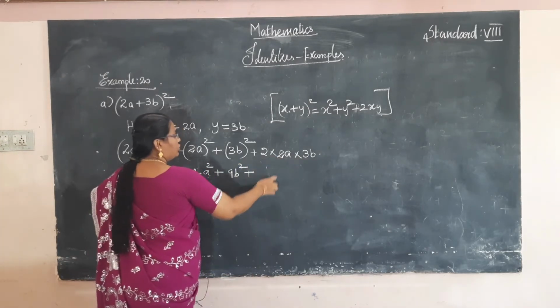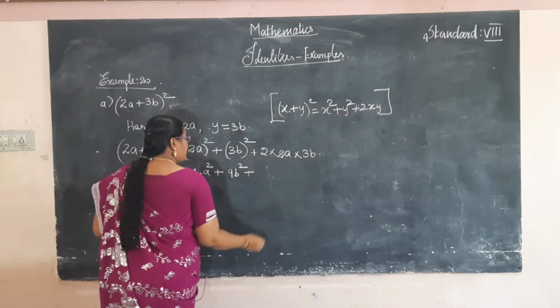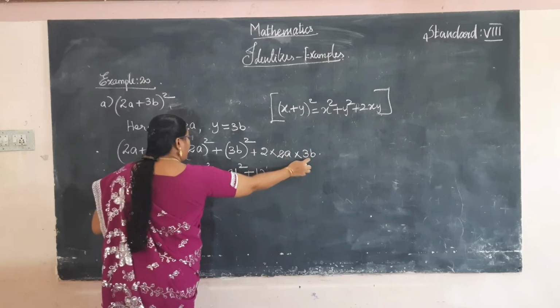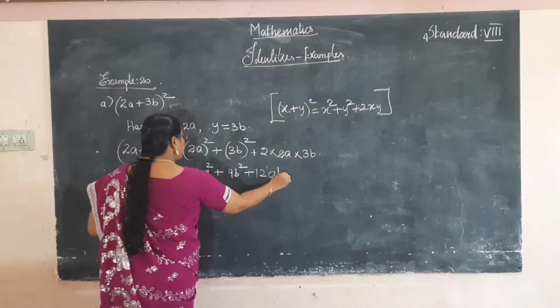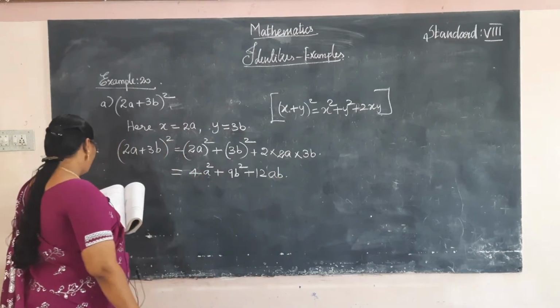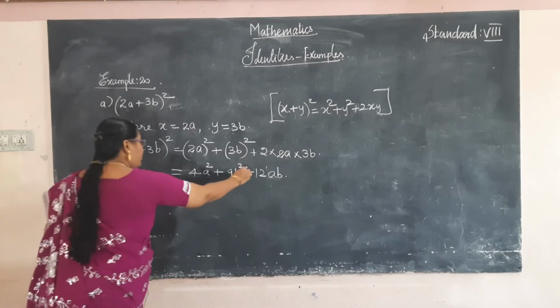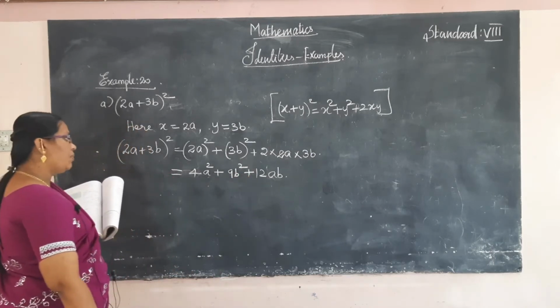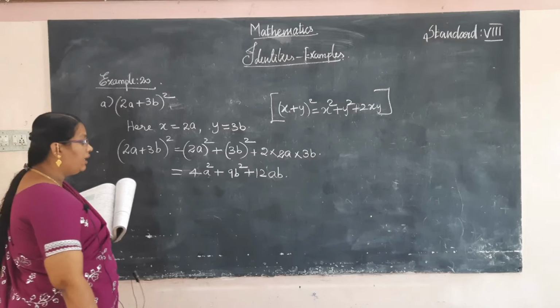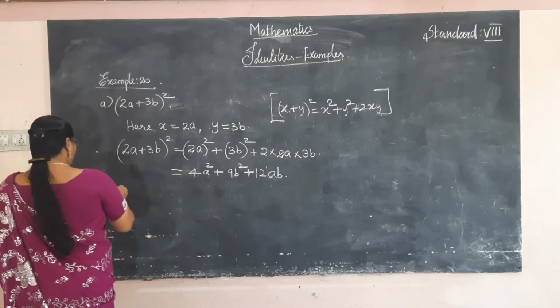Factor 2 into 2, 4. 4 3s are 12. Multiply the variables. So the answer for this problem is 4a square plus 9b square plus 12ab. Okay, right. And next one.